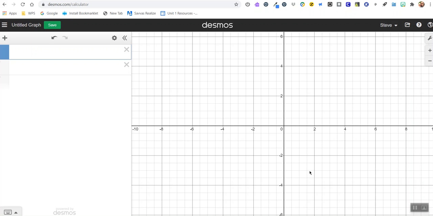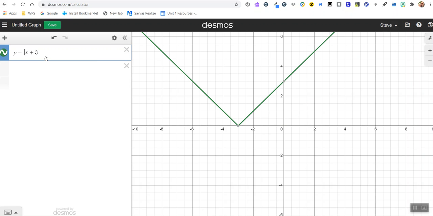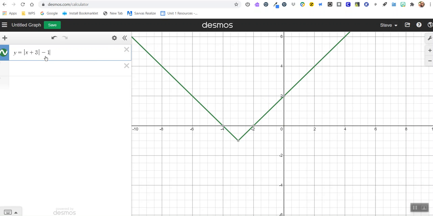The easy way to graph piecewise functions using Desmos is you just open up Desmos, and for the first part I'm going to type y equals the absolute value of x plus 3, close the absolute value, and then minus 1. Then I have to use a curly bracket and literally type in x is less than 0, and that gives me that part of the absolute value function.